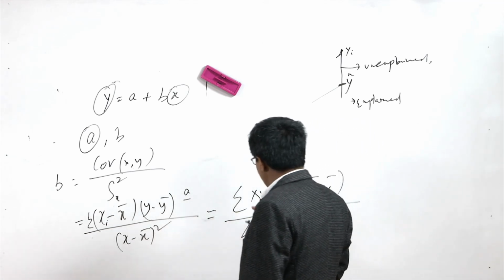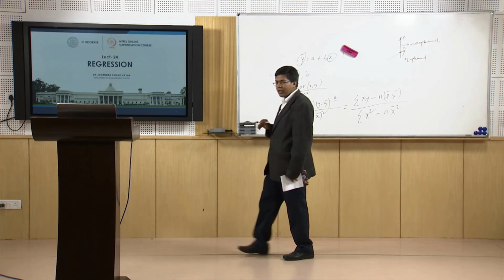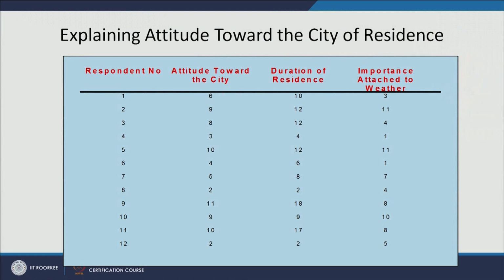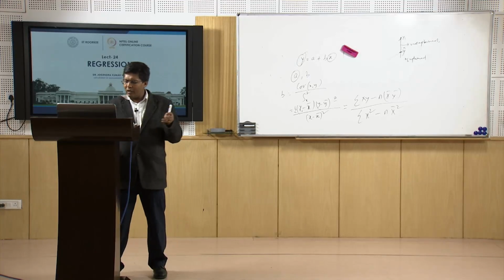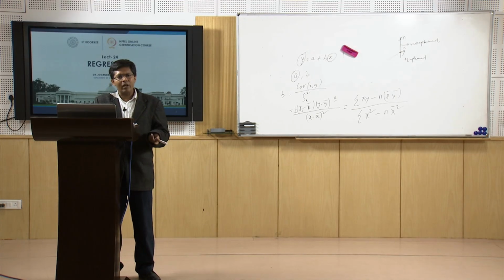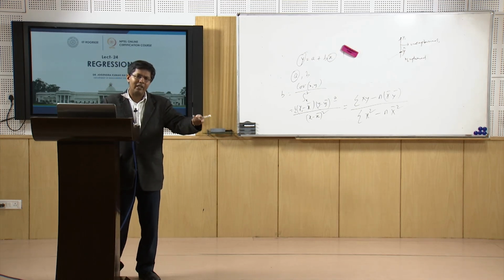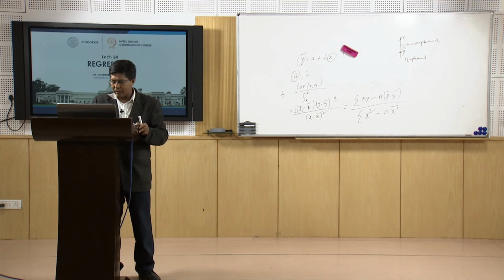So, this is the same formula which will result to, right. So, let us look at this problem which we have already done once. What does it say? Attitude towards the city is our dependent variable and the duration of residence is my independent variable, and I want to predict the attitude of the residents for a city by taking into account the amount of time they have lived in the city, right.